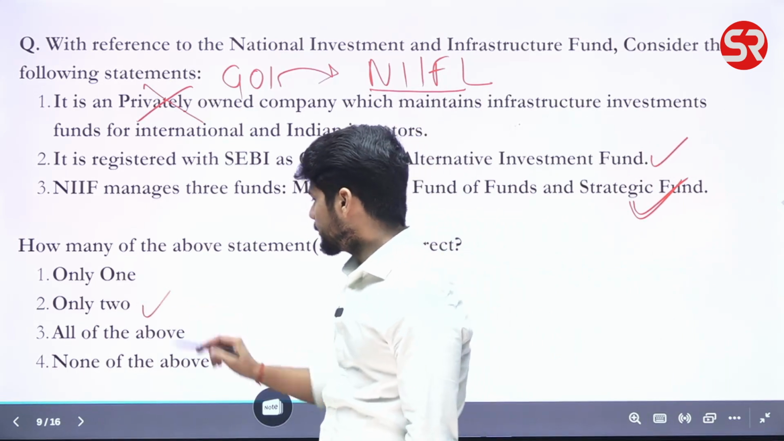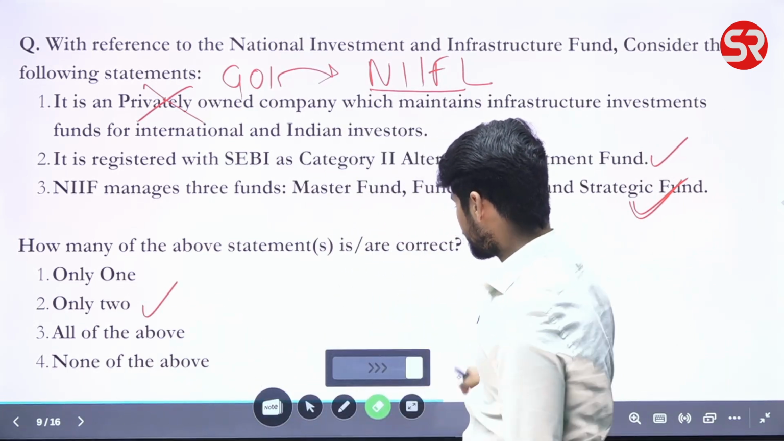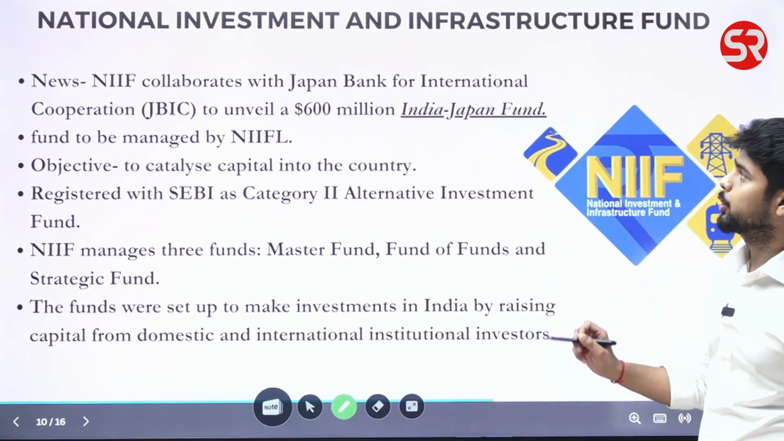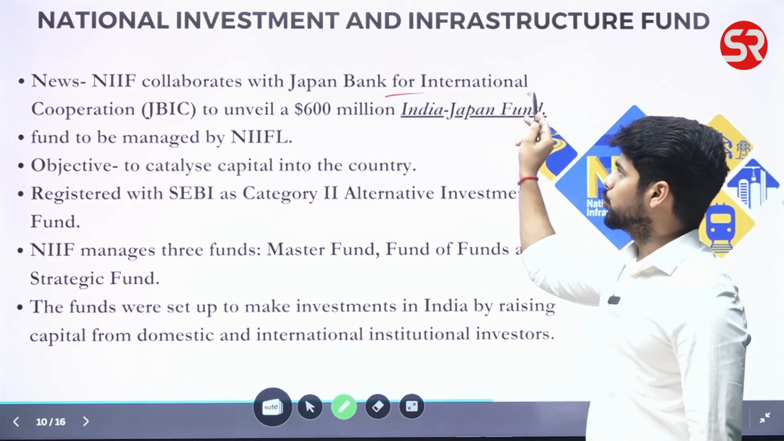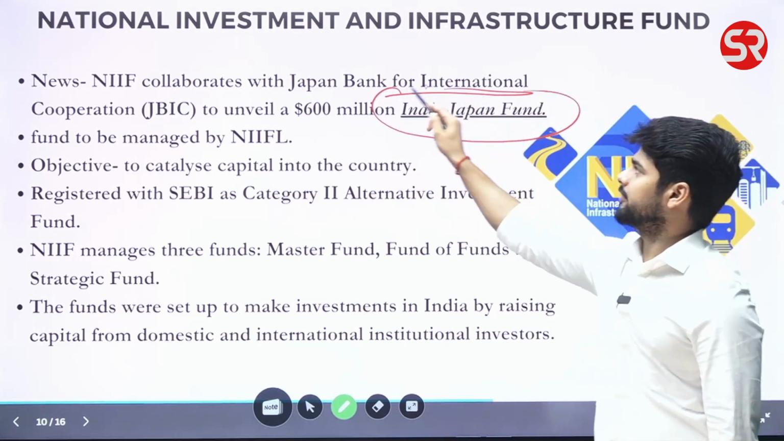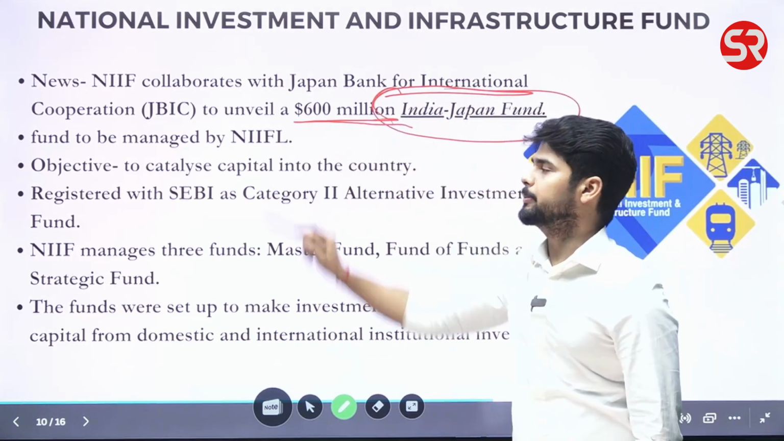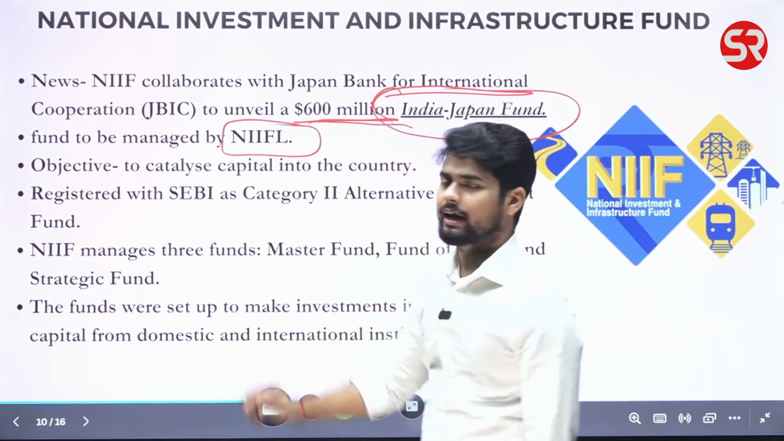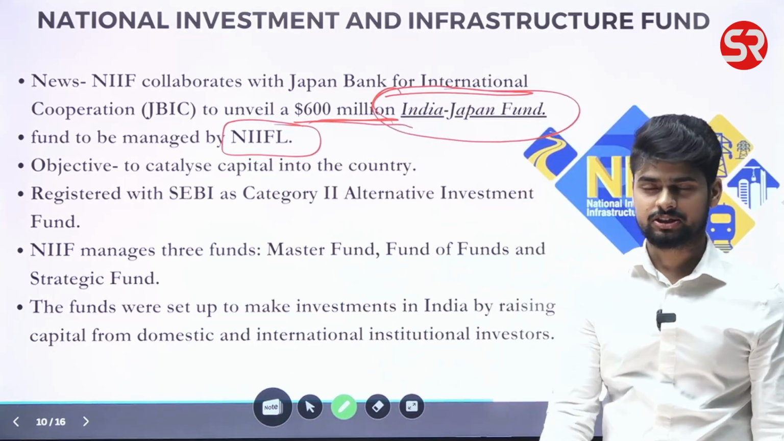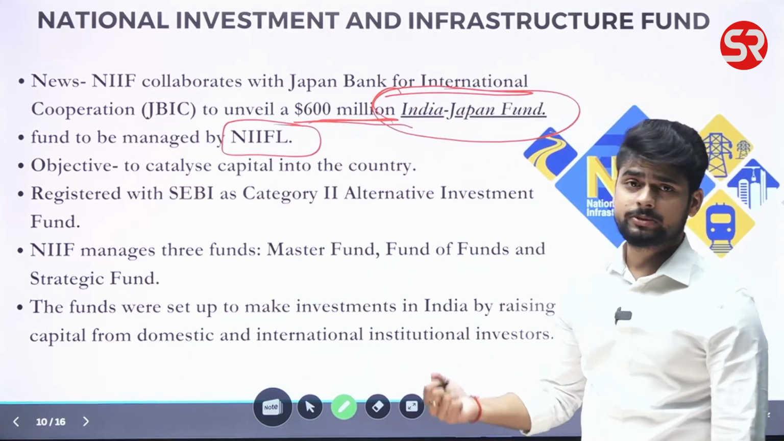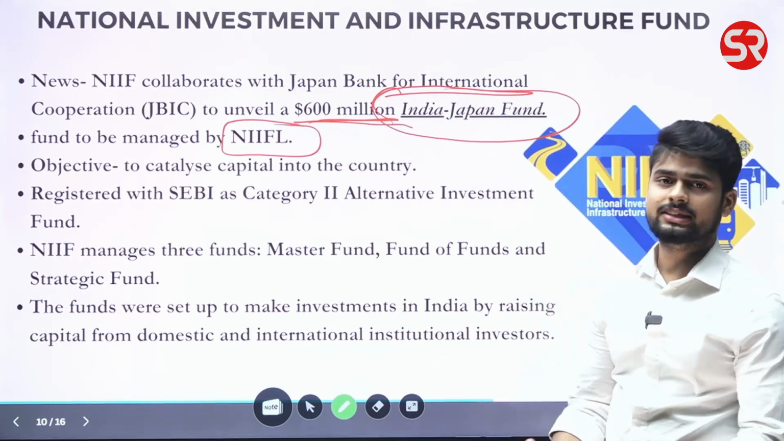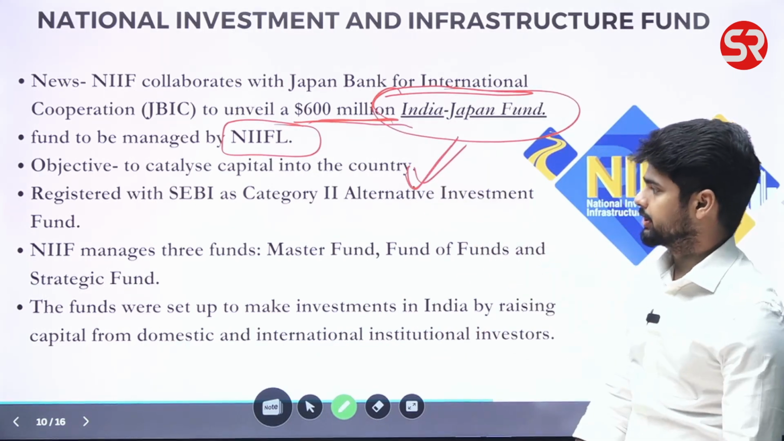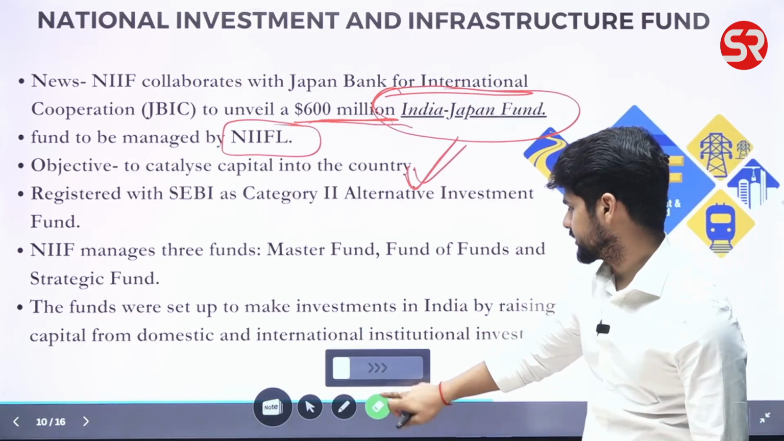Now why is it in the news? Because recently NIIF has collaborated with the Japan Bank for International Cooperation to raise the India Japan Fund, worth $600 million. This fund is being managed by NIIFL, National Investment and Infrastructure Fund Limited. Now what is the objective? Why has this particular fund been created? To basically increase the investment, to catalyze the capital in the country. Rest of the things are what we have discussed.